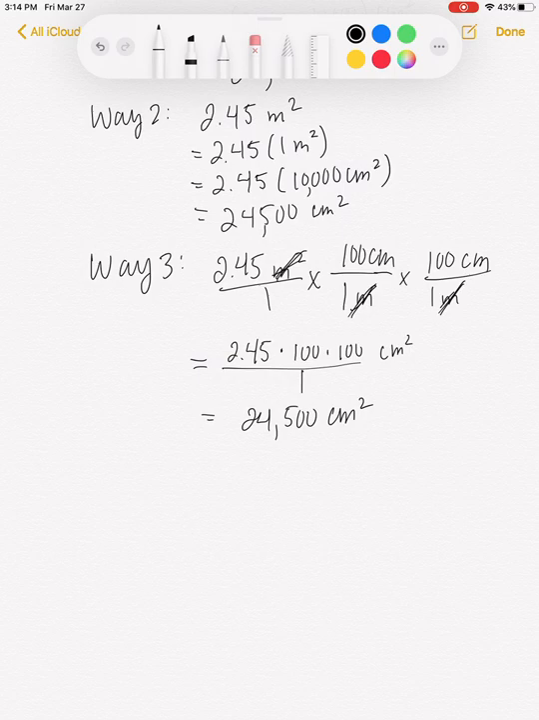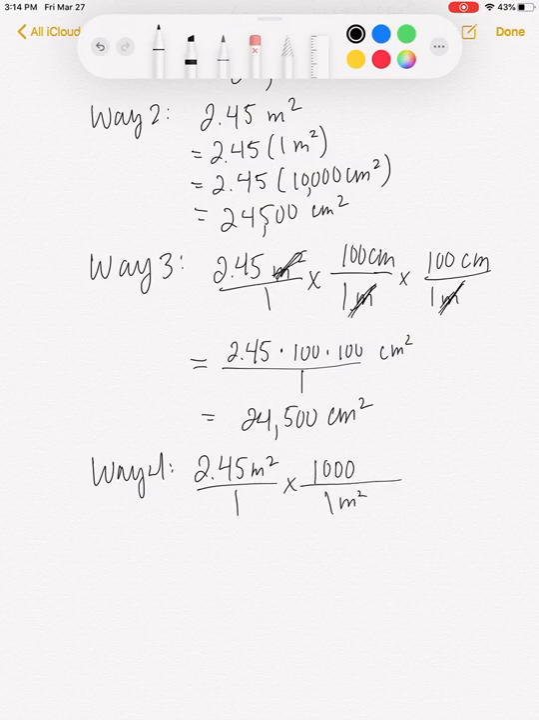I'd like to convert using conversion factors. Way number 4 is to use conversion factors, but use just one conversion factor: 2.45 meters squared over 1 times 1 meter squared over 10,000 centimeters squared, if you happen to memorize that. You can do that, so the meters squared will cancel, and we get 2.45 times 10,000 centimeters squared, which is equal to 24,500 centimeters squared. And that's all for this video.